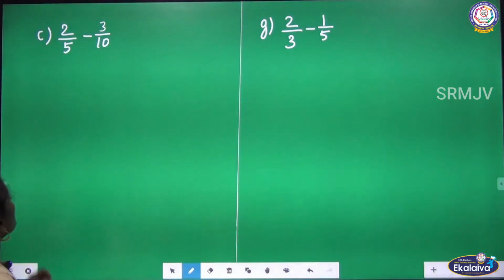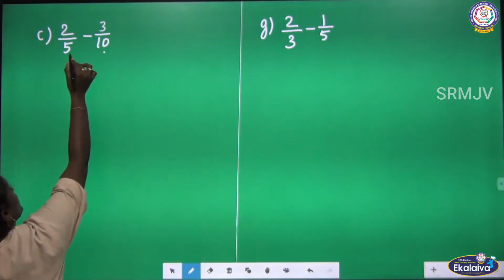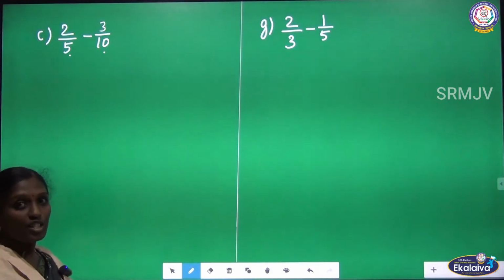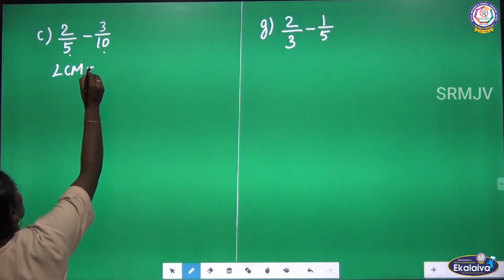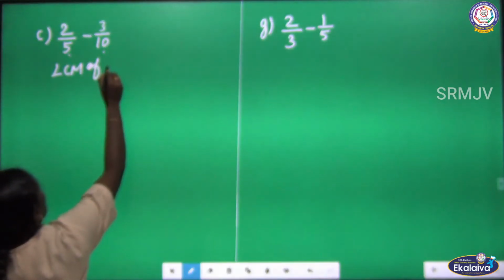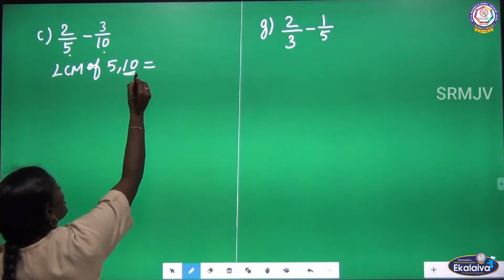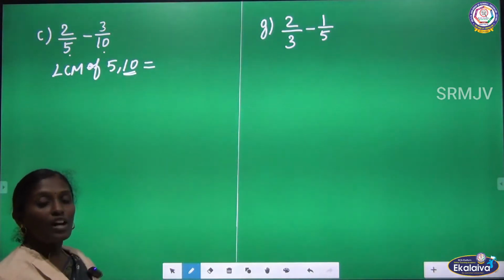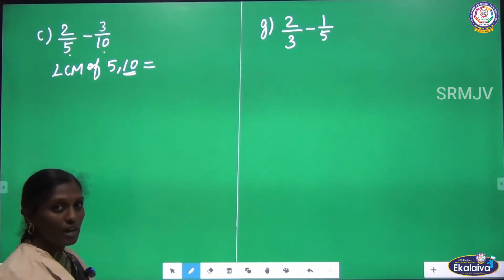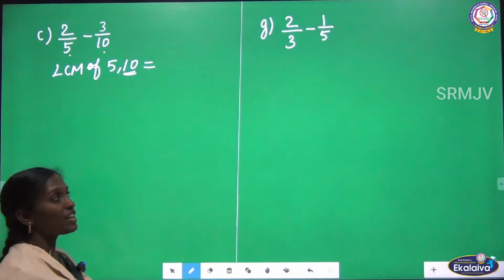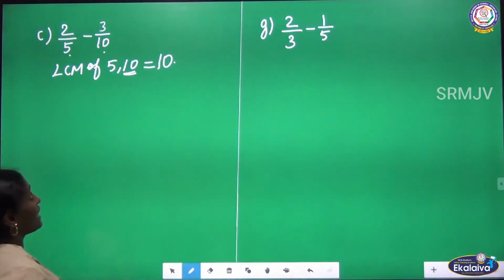The next question, 2 by 5 minus 3 by 10. Here also, these two fractions are unlike fractions. By finding the LCM, we are going to convert the unlike fractions to like fractions. So, LCM of 5 and 10. See the number 10. 10 is the multiple of 5. If the greater number is the multiple of the smaller number, we can take the greater number as LCM. So, LCM of 5 and 10 is 10.